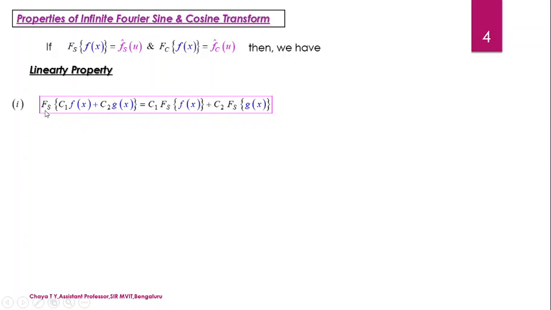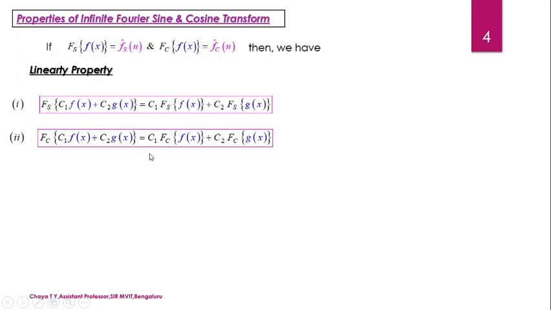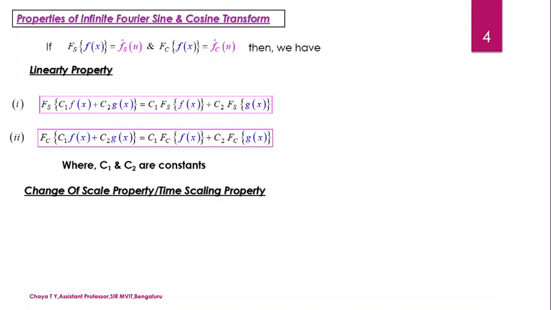So what is that exactly? It is the Fourier sine transformation of the constant c1 times f of x plus c2 times g of x, which can be written as: take the constants outside and apply the Fourier sine transformation individually. That is what it means. So the RHS will be c1 times the Fourier sine transformation of f of x plus c2 times the Fourier sine transformation of g of x. Similarly, if you apply the cosine transformation, the linearity property holds good. This is the first and most basic property whenever you consider any transformation, where obviously c1 and c2 are constants. What is the next property?